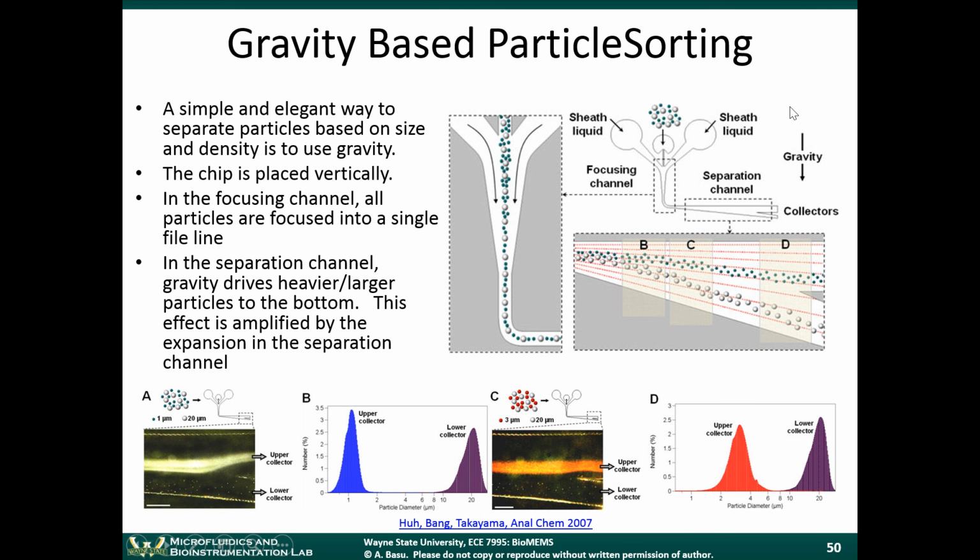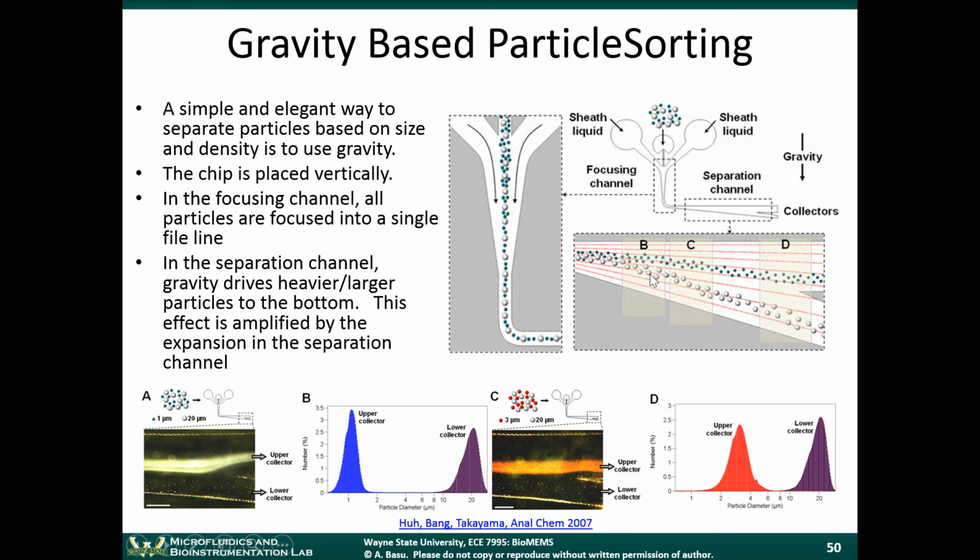So the gravity vector is down this way. The particles are all flowing through a channel like this. First, they're focused into a single file line like this. At that point, they enter the separation channel. The separation channel has an angle to it, so it becomes wider at the outer end versus the inner end. This is called hydrodynamic amplification of gravity-based sorting. So laminar flows or drag forces are going to cause the particles to go from left to right.